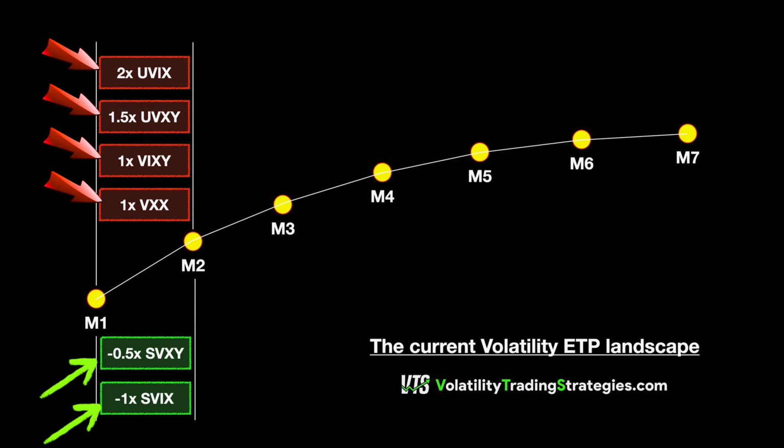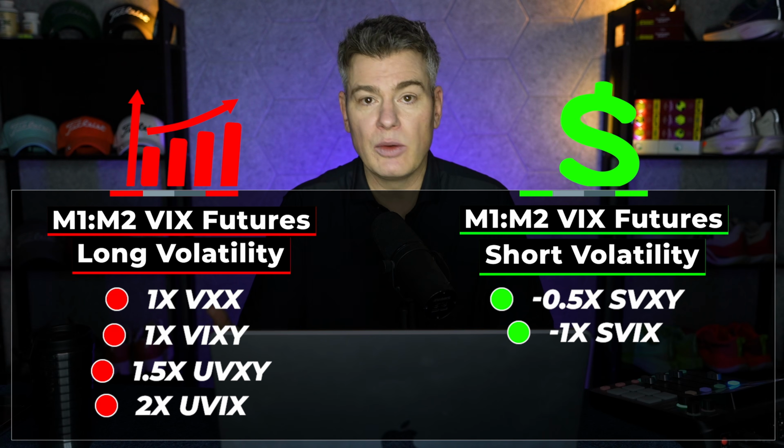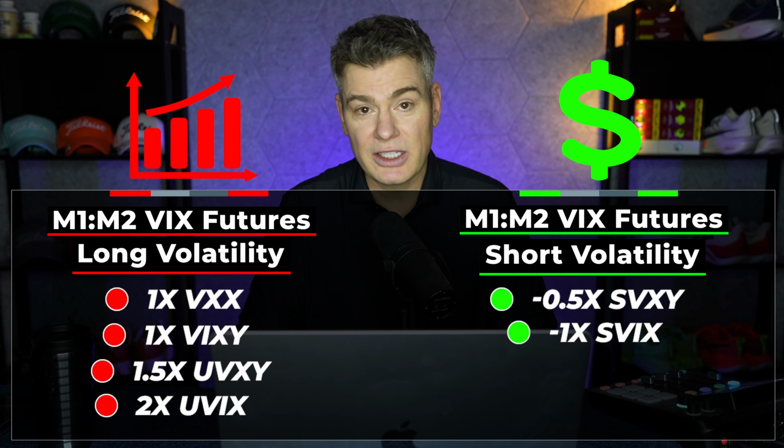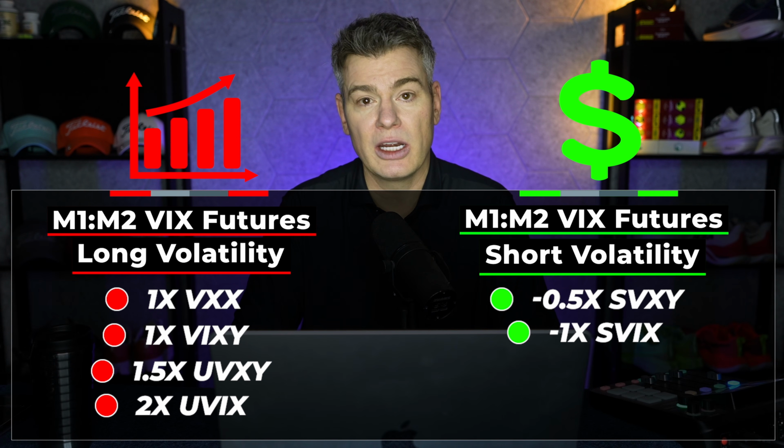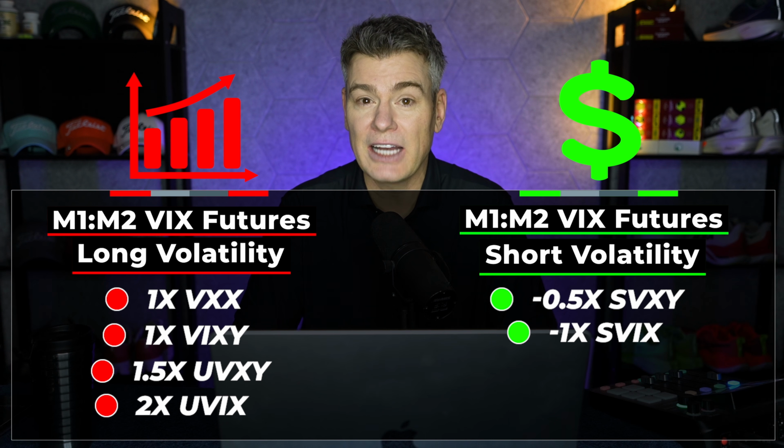So in total, you can see we've got 6 main volatility ETPs that all play in the front 2-month VIX futures area. Very likely, whenever you hear somebody talking about volatility ETPs, they are probably talking about one of those 6, but there's actually others.